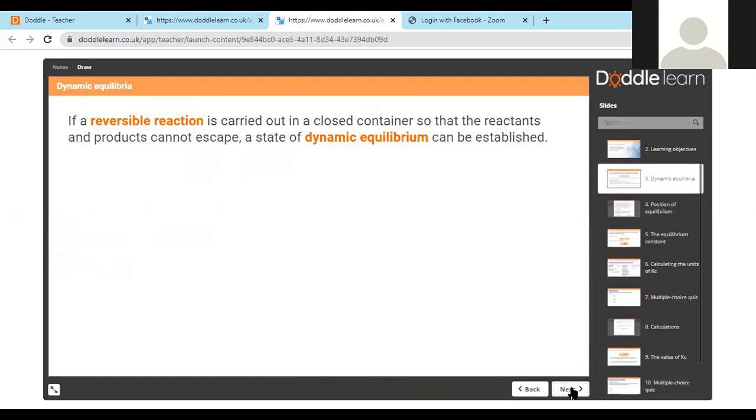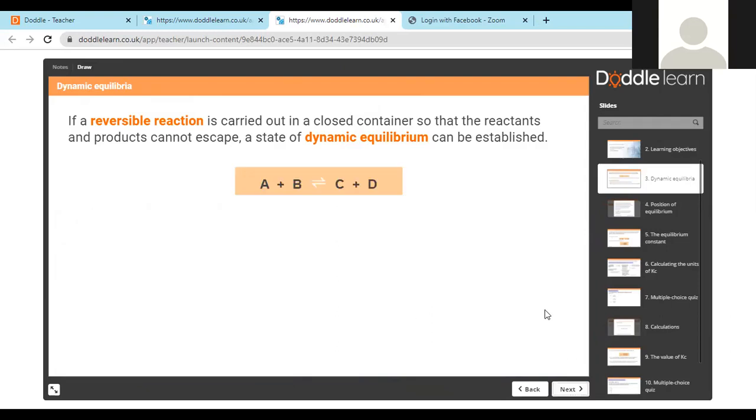Equilibria is all to do with reversible reactions. If a reversible reaction is carried out, and this is a really important part, in a closed container so that none of our reactants and none of our products can escape, we can reach something that we call a dynamic equilibrium, and that's a state that we can establish. But it is really important that we remember it has to be in this closed container, so none of our reactants or products can escape.